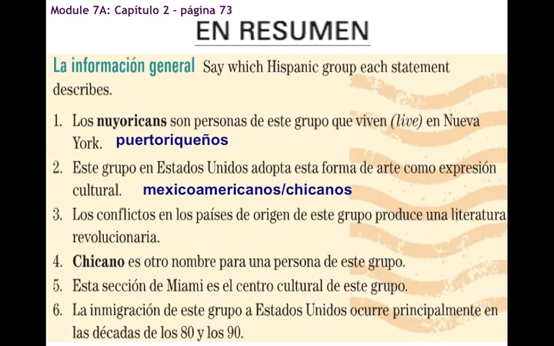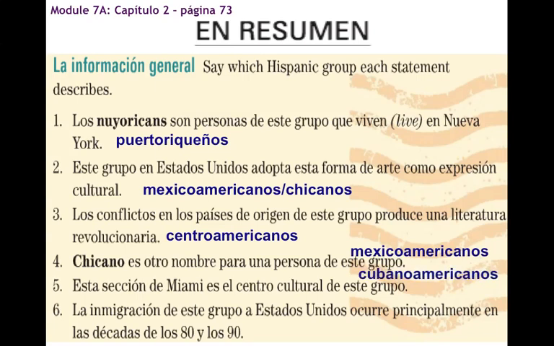3. Los conflictos en los países de origen de este grupo produce una literatura revolucionaria. Los centroamericanos. 4. Chicano es otro nombre, another name for a person of this group. México-americanos. 5. Esta sección de Miami es el centro cultural de este grupo. So this is the group that has a cultural hub in Miami. Little Havana. La pequeña Habana.